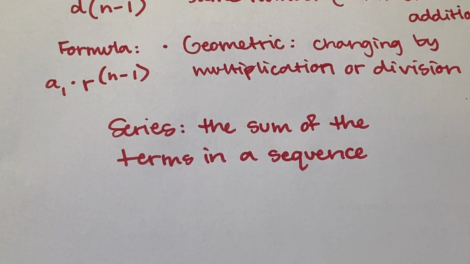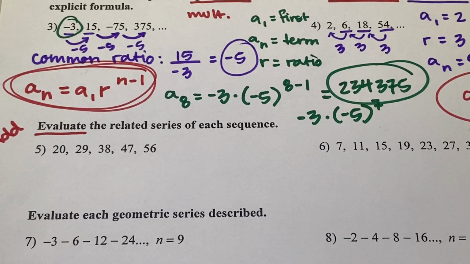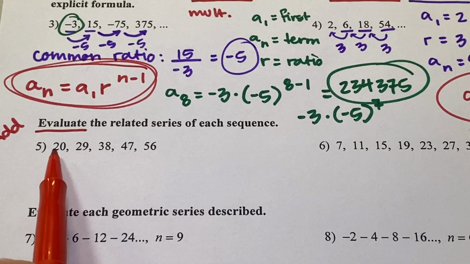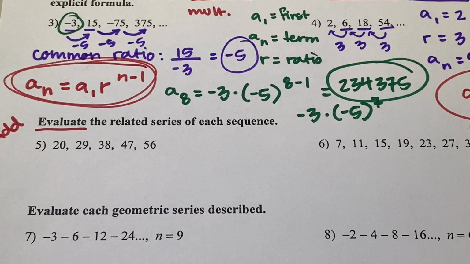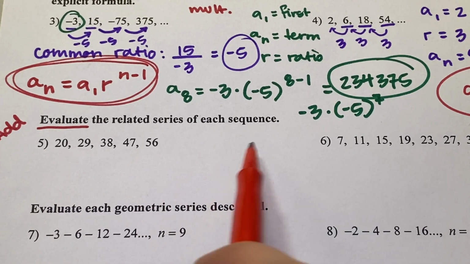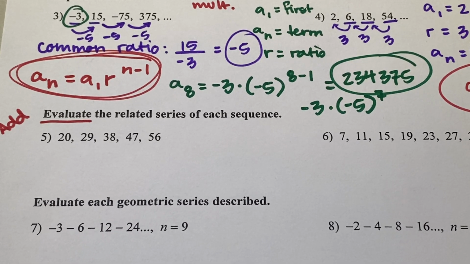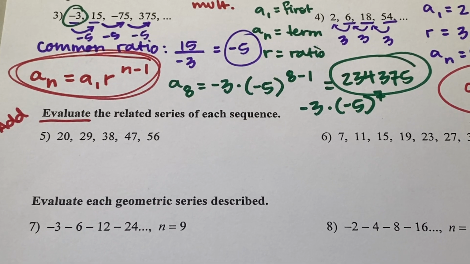We know that series means we're just adding up the numbers in the sequence. So turn your paper back over. Let's look at numbers 5 and 6. In your calculator, you could literally just type in 20 plus 29 plus 38 plus 47 plus 56, correct? And find the sum. But what if there were like 20 terms? Would you want to do that? You definitely could. It would take you some time, but let me save you some time. Let's look at the formula.